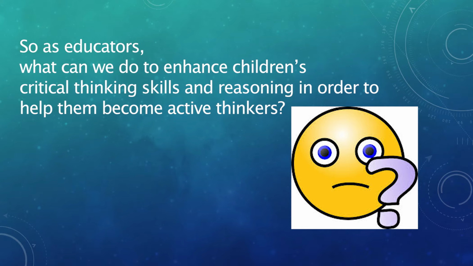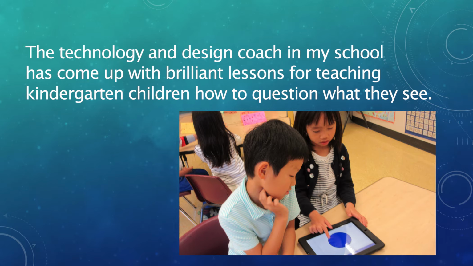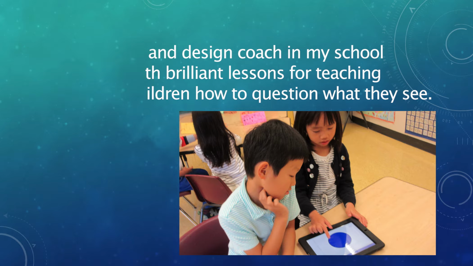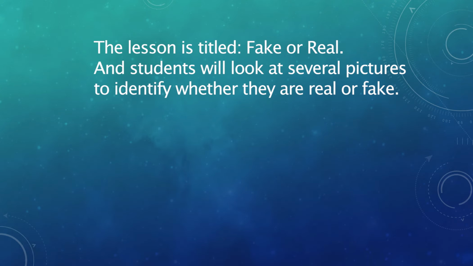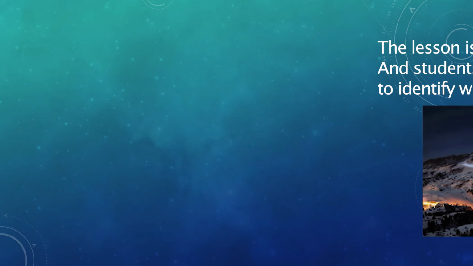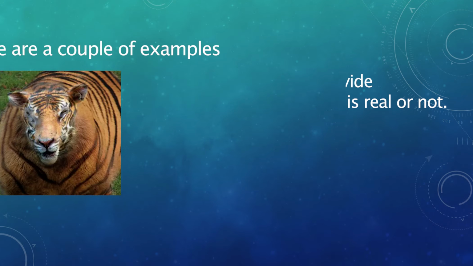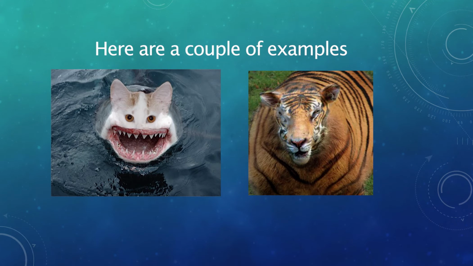So, as educators, what can we do to enhance children's critical thinking skills and reasoning in order to help them become active thinkers? The technology and design coach in my school has come up with brilliant lessons for teaching kindergarten children how to question what they see. The lesson is titled Fake or Real, and students will look at several pictures to identify whether they are real or fake. They will record their thoughts and provide reasoning of why they think the picture is real or not. Here are a couple of examples.